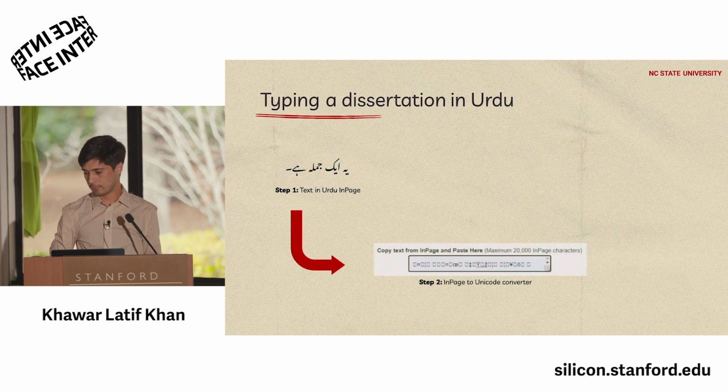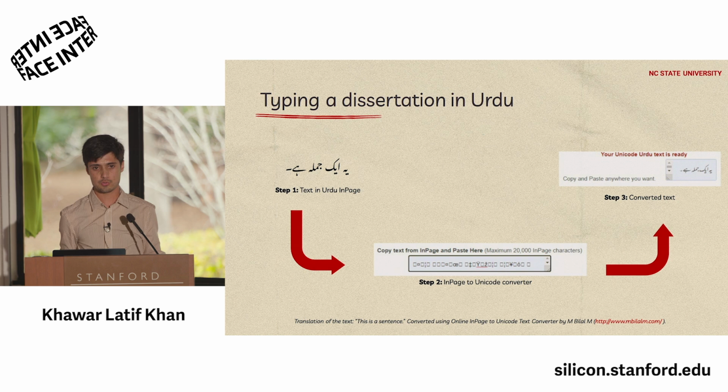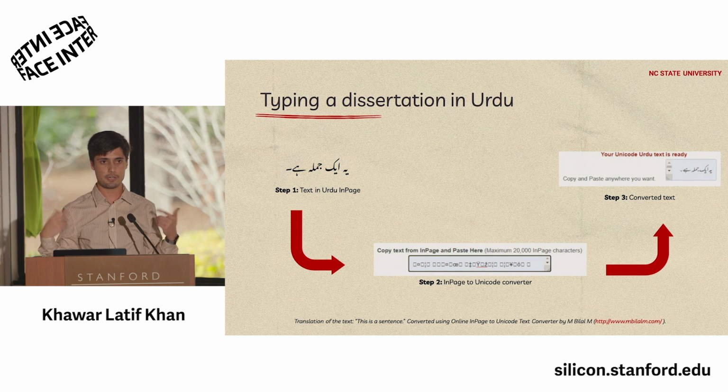Then go to an in-page to Unicode converter online, which were available for free but had certain limitations. Some of those are still available right now. You can see here that it says maximum 20,000 in-page characters, which means that, of course, a whole dissertation won't go in there. So you'll have to do it with small chunks of text over and over again. And then you take it back to Microsoft Word with some pre-installed fonts for Urdu language in itself. And what we did was that we wrote the entire dissertation in Urdu in page, converted those tiny chunks, put them into Microsoft Word, then reformatted and organized things over and over again, which was a long process, pretty tedious.